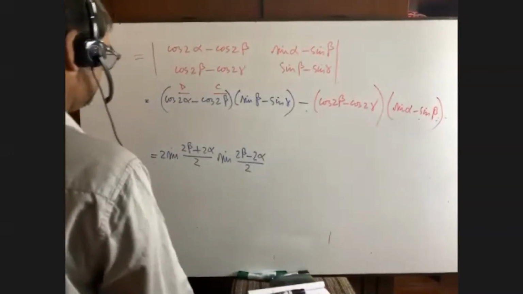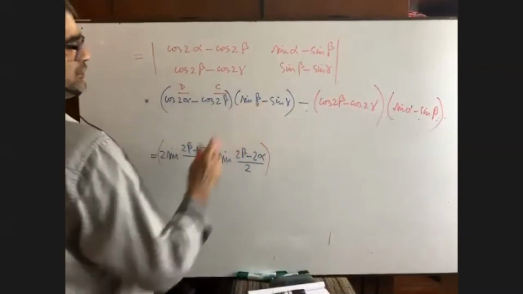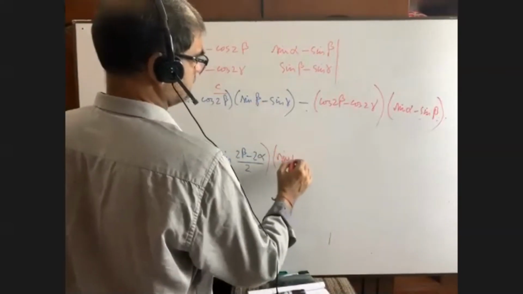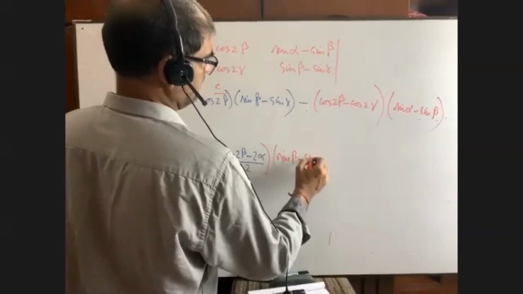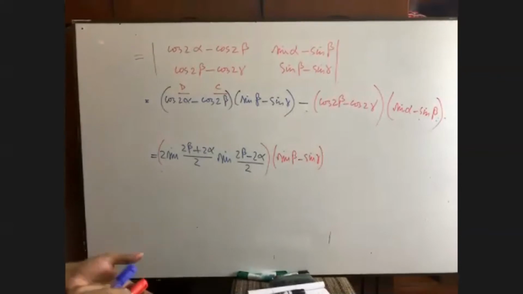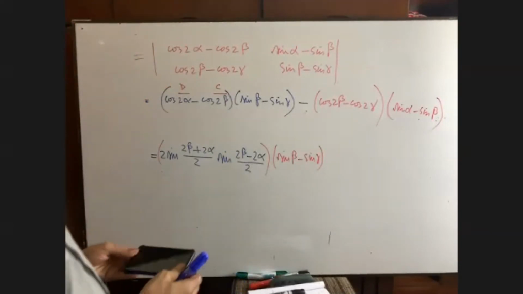Now we are getting here this into this. We don't have any functioning on this because in the answer we have this. Have you got me? In the answer we have this format: sine beta minus sine gamma. One of the answers, sine beta minus sine gamma.